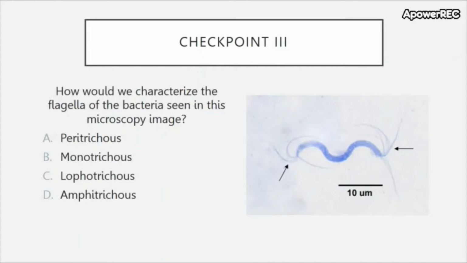All right, let's move along to our next checkpoint, checkpoint 3. How would we characterize the flagella on the bacteria seen in this microscopy image? A, peritrichous, B, monotrichous, C, lophotrichous, or D, amphitrichous?